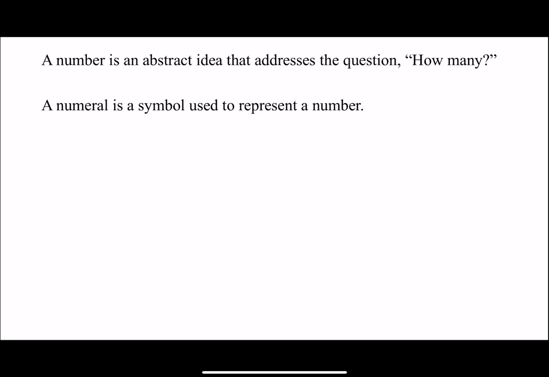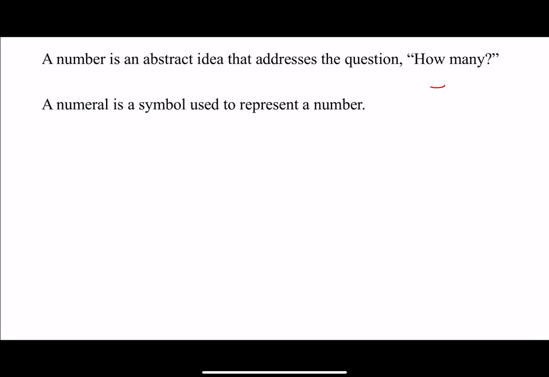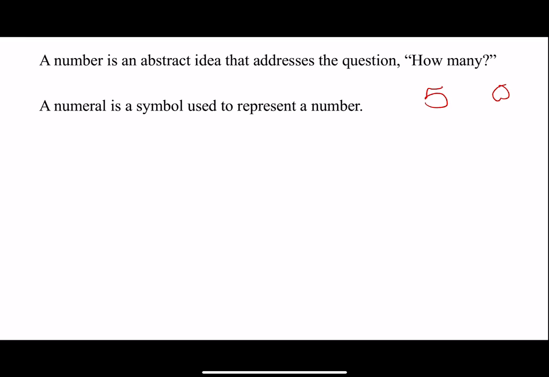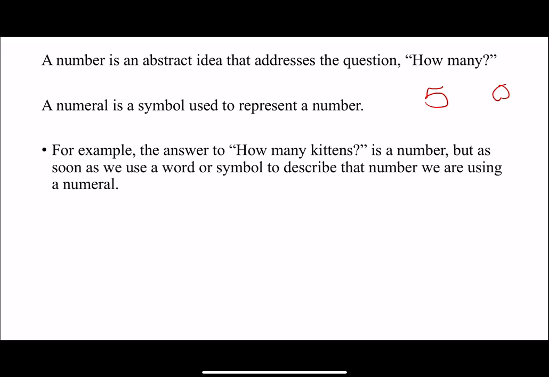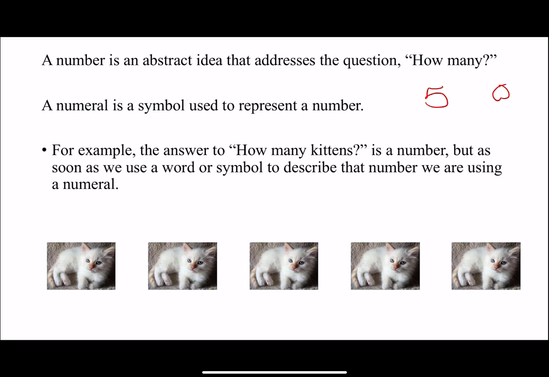But as soon as I use a numeral, for example, I use this numeral, this is a numeral. As soon as I use a symbol to represent my answer, 5, or I write like that, use this symbol, it's a numeral. So, you asked me how many kittens, and I answer. The answer is a number, but as soon as I use a symbol to describe the number, I'm using a numeral. So 5 kittens.